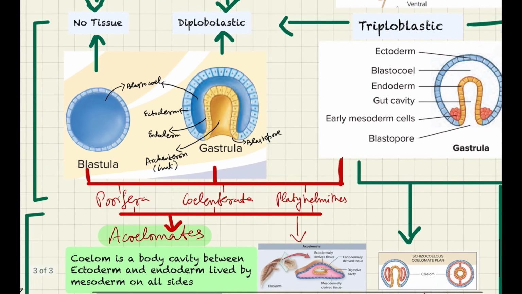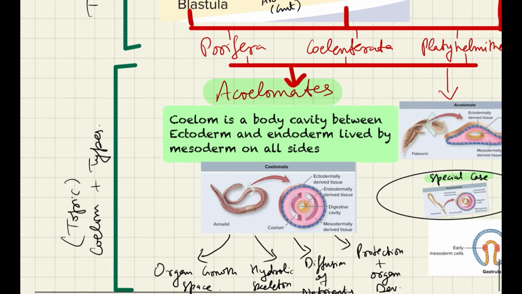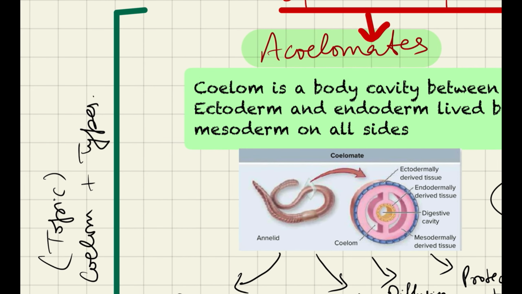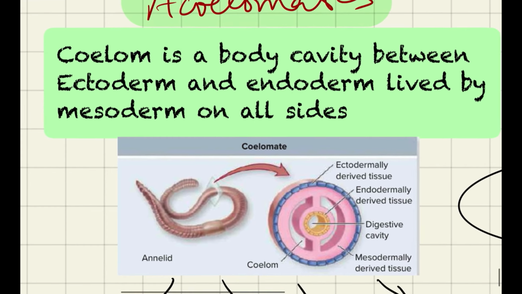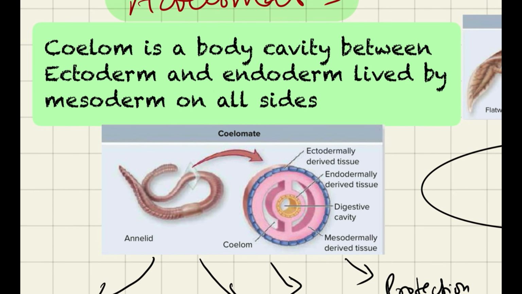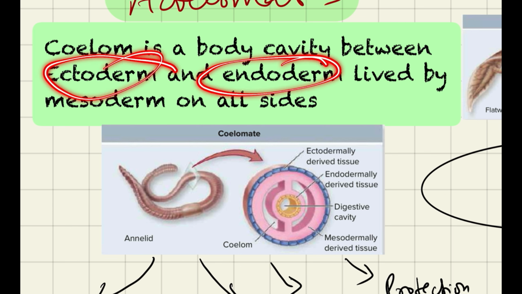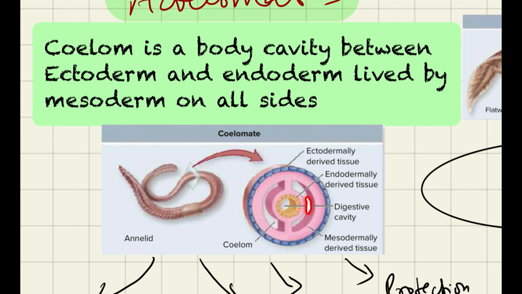Now let's come to our last topic, coelom and its types. First we must know what a coelom is. So here is a basic universal definition. Coelom is a body cavity between ectoderm and endoderm. See, between ectoderm and endoderm is a body cavity. We can also say that between the body layer and the endoderm, meaning gut.